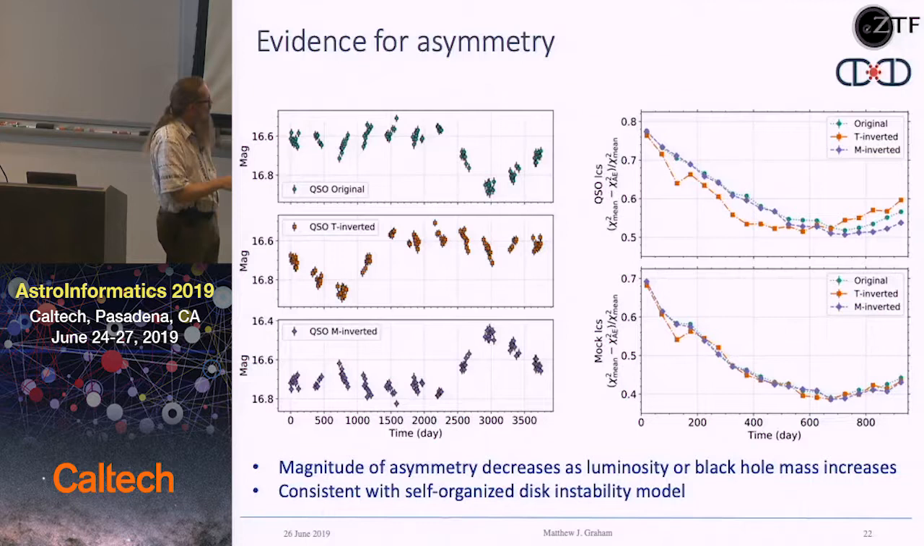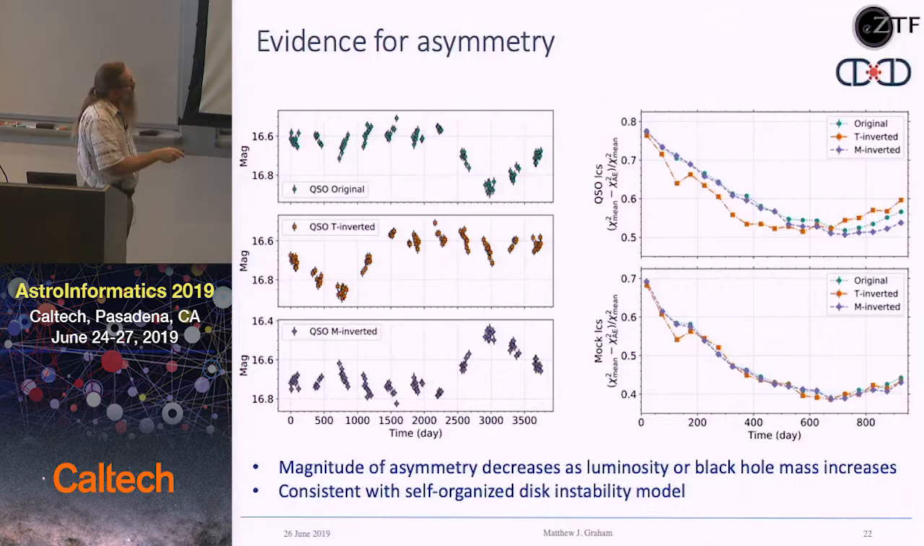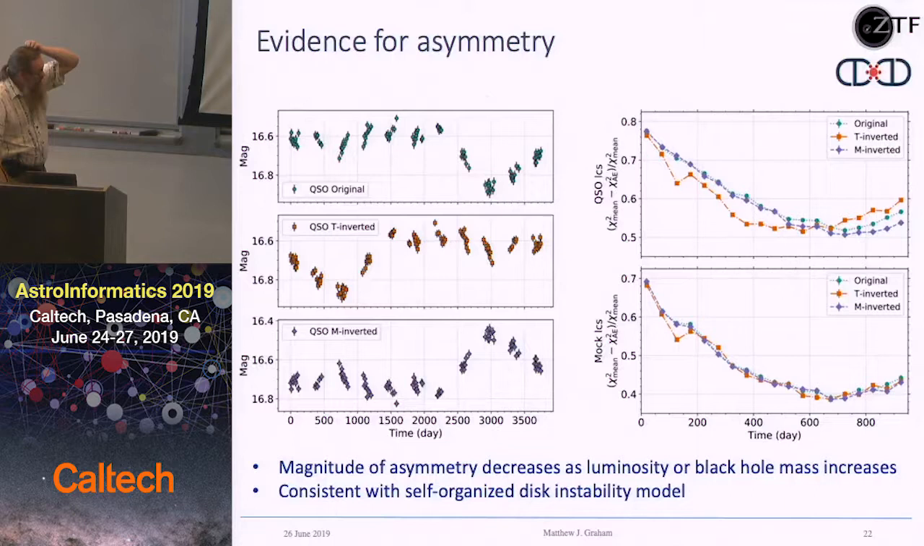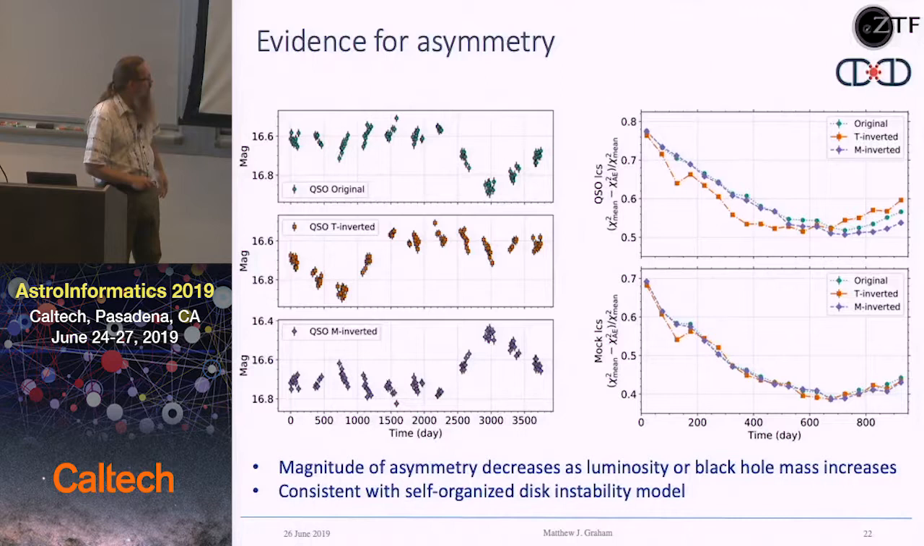So this is coming from damped random walk simulated data. It shows time invariance, it shows time symmetry, whereas the real data seems to show time asymmetry. And what we found is the magnitude of this asymmetry that we're seeing from the RNN autoencoder description is correlated with luminosity or black hole mass.